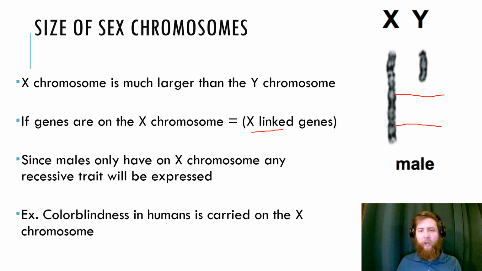So an example is colorblindness is carried on the X chromosome. If you are a male who has one copy of colorblindness, you are colorblind. If you're a female who has one copy of colorblindness, you still see in color because you don't have two copies. You have another part over here to kind of back that up.